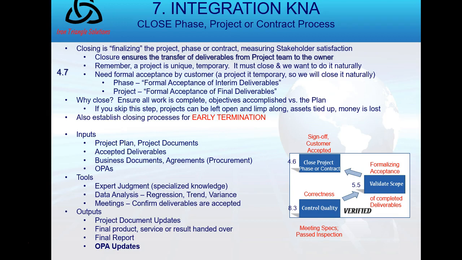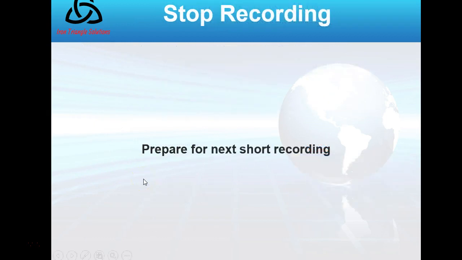Project documents, including the assumptions log, my basis of estimates, my change log, my issues log, my lessons learned register, which is an output from the knowledge process we just talked about, and accepted deliverables. That is very important. Then my tools: I'm going to use my expert judgment. I'm going to take all this data that I collected and go have a meeting with the customer and see if they accept it and sign for it. My outputs are my final product handed over, and they'll sign for it. I'll finalize all my reports so my data is clear, and I'll do OPA updates.